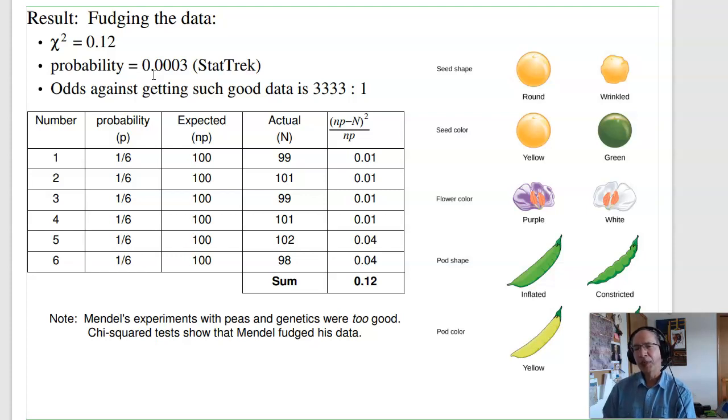If I keep getting really lucky like that, people can be pretty sure I'm fudging the data. I'm not actually doing what I'm supposed to. I'm not rolling the dice 600 times. I'm rolling them less, and I'm fudging it.